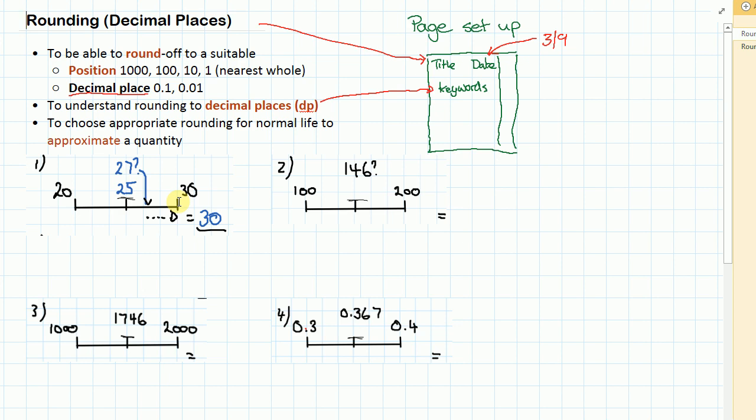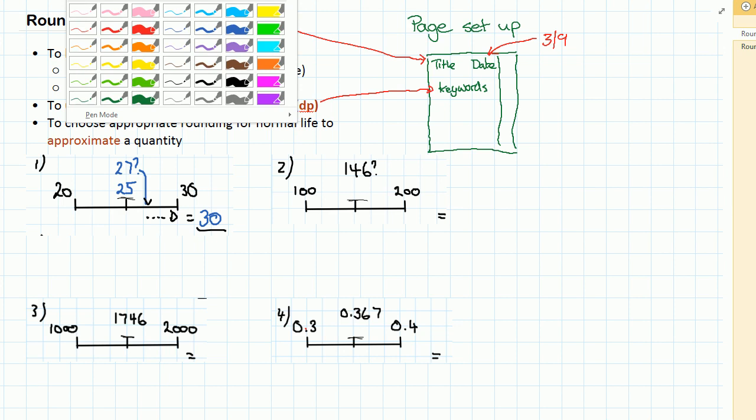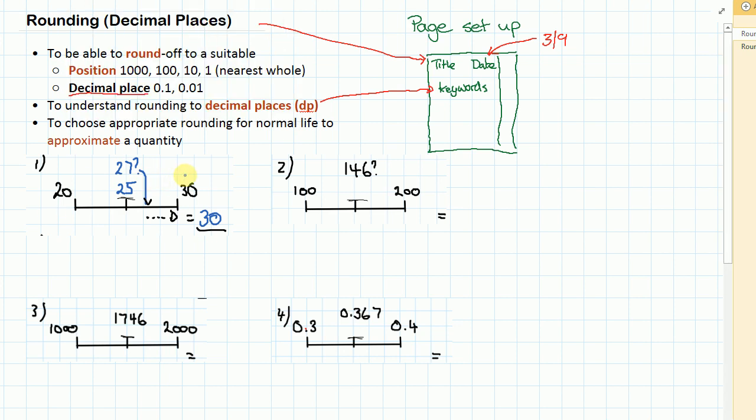Okay, this is the starter for the lesson on rounding decimal places. I'm just going to whiz through the results of what should happen as we went through it. Sorry about that. The aim is to be able to actually say which number on the end of the line is actually the number closer to.